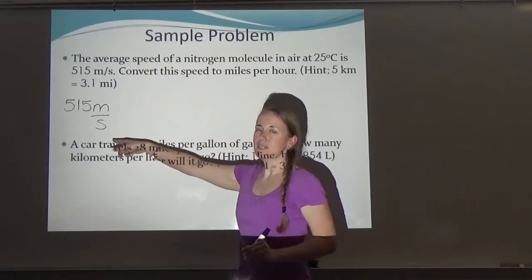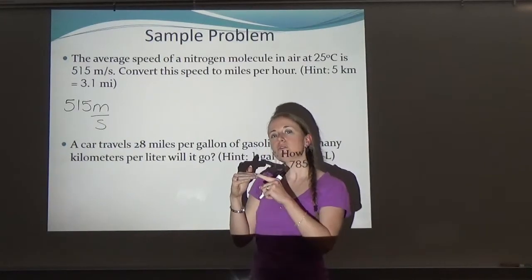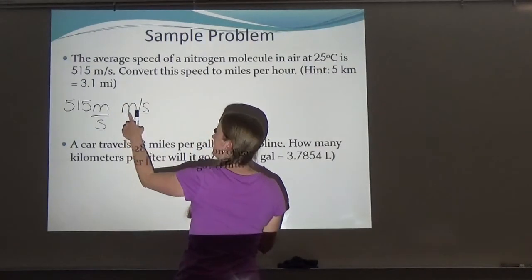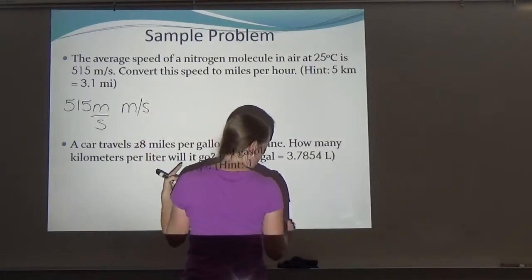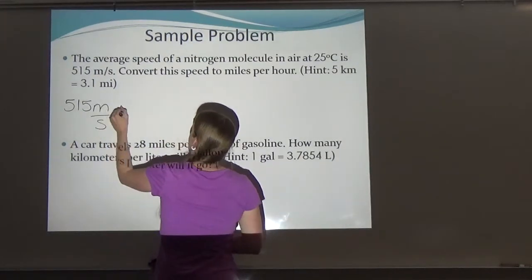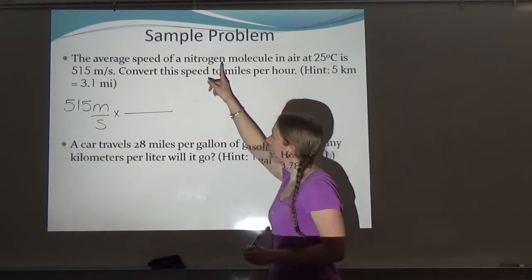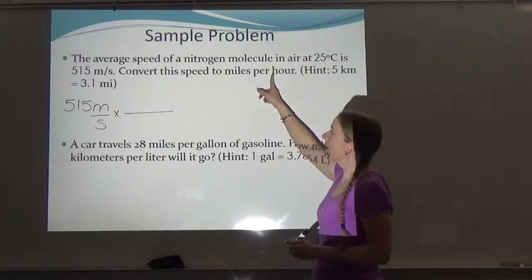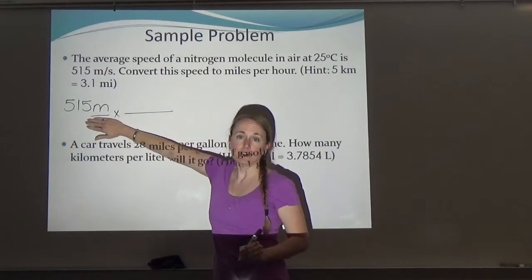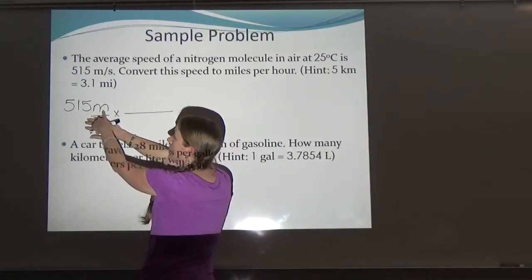Now, I would highly recommend you write the seconds where the denominator is, so you don't forget that it's not in the numerator. If you write it like this, it's easy to feel like they're both in the numerator. So I would recommend writing it in the denominator. So we need to change meters to miles and seconds to hours. All right, so I'm just going to pretend like seconds isn't even here right now, and I'm just going to focus on meters.